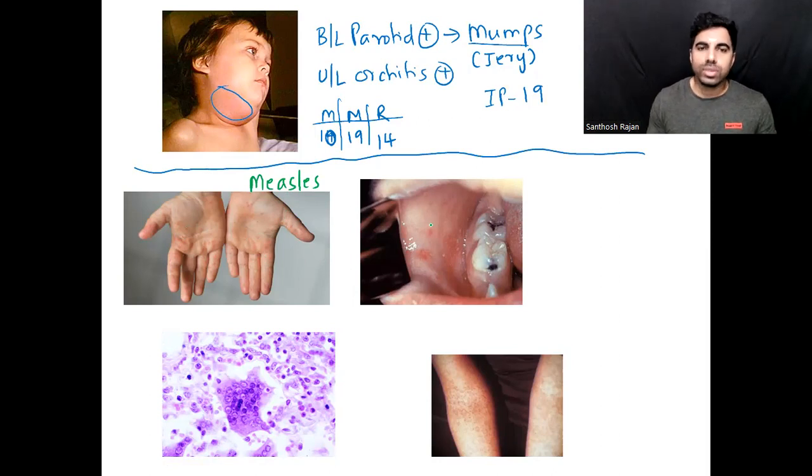Okay, and look at these two rashes. This is exactly near the molar. So that is called what? Koplik spot. Koplik spot is also in the measles. This all is in the measles only. Okay, and now what is this?